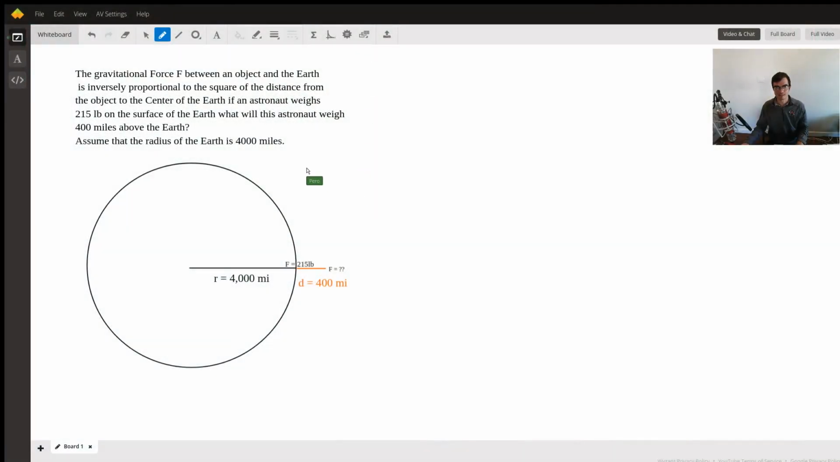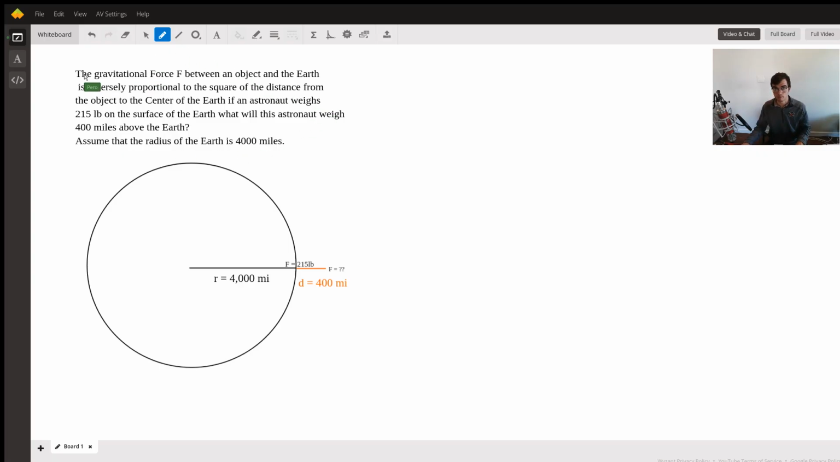Kathy T asks, the gravitational force F between an object and the Earth is inversely proportional to the square of the distance from the object to the center of the Earth. If an astronaut weighs 215 pounds on the surface of the Earth, what will this astronaut weigh 400 miles above the Earth? Assume the radius of the Earth is 4,000 miles.